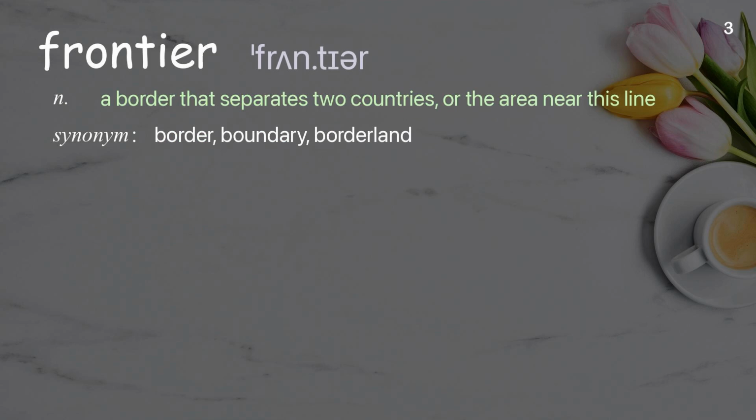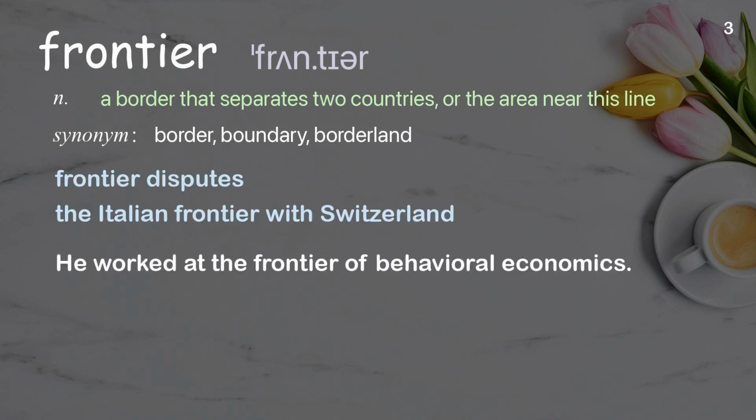Frontier. A border that separates two countries, or the area near this line. Examples. Frontier disputes. The Italian frontier with Switzerland. He worked at the frontier of behavioral economics.